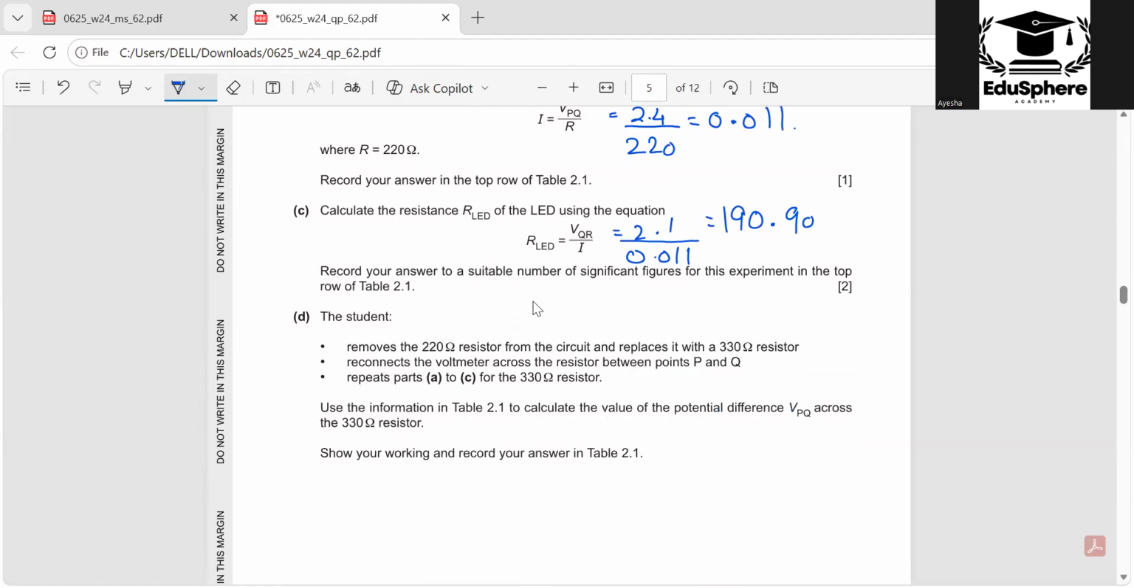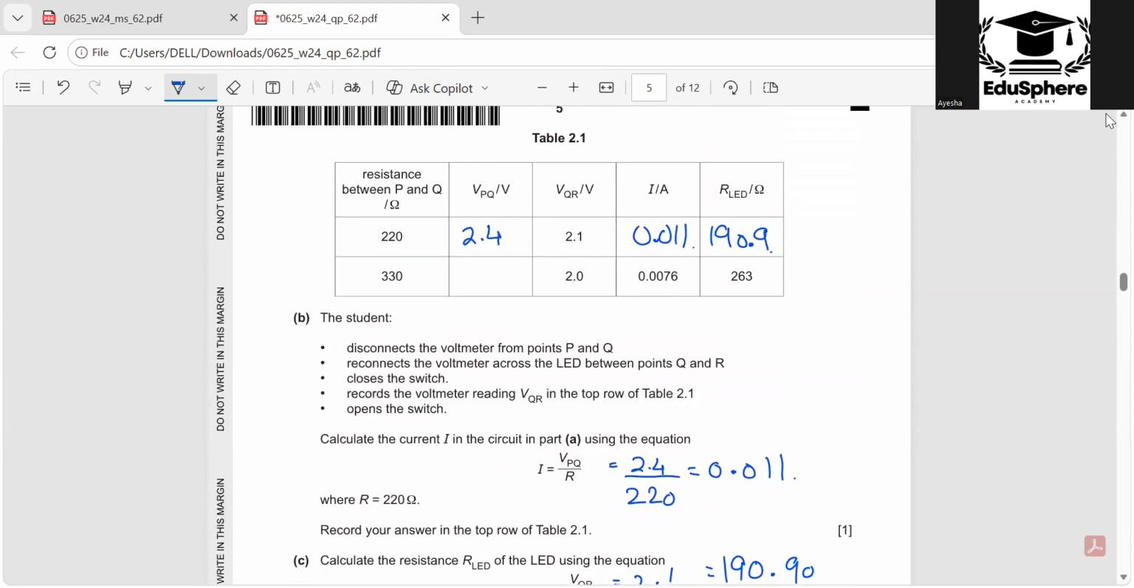Next, the student removes the 220 ohm resistor. The resistor is changed in the circuit and replaced with a 330 ohm resistor. Again, at points P and Q, the student reconnects the voltmeter, repeats the experiment, and uses the information in the table to calculate the value of VPQ across 330. Now all the values are there. This is the voltage, this is the resistance, and we are going to take the current, which will be 0.0076.